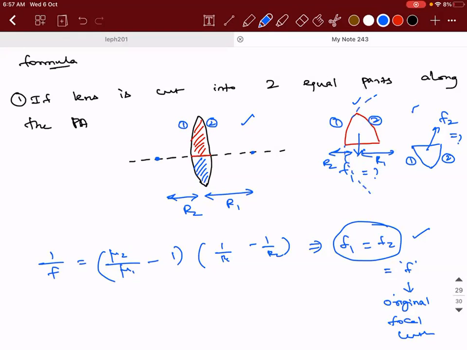Okay, sir. See, one minute. Just want to make it more precise. Actually, R1 and R2 will be measured from here, from the surface, right? From the surface till the center. This is R1. This will be R2. Now I think you'll be more clear. Yes, sir. Okay, so the focal length is still going to be the same.